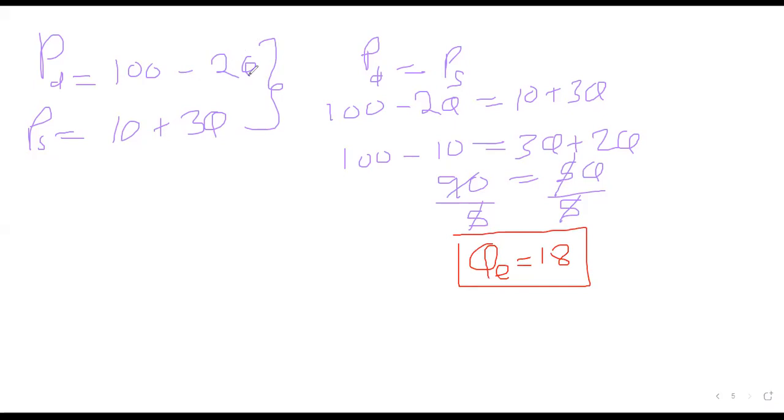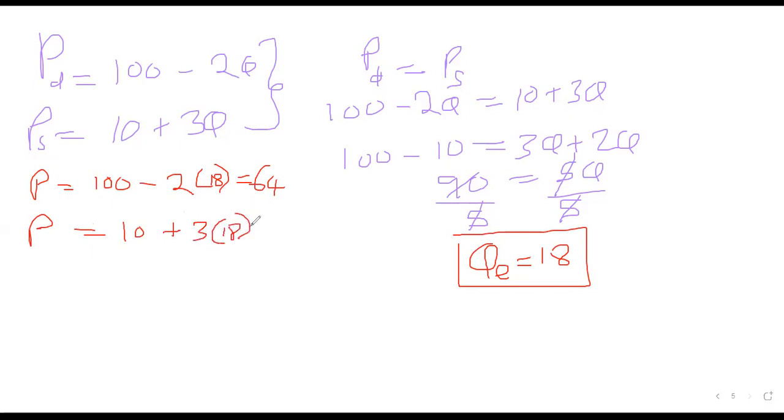You can substitute 18 in any of these two. You also get the equilibrium price. 100 minus 2 times 18, or 10 plus 3 times 18. You get the same.